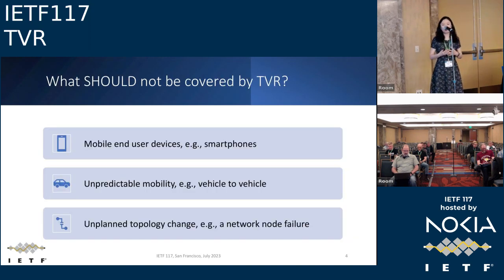Okay, so then what should not be covered by TVR? You may already see the TVR charter, and here are the use cases we should clearly not cover in the use case document, like mobile end users, smartphone movement, and unpredictable mobility, such as vehicle to vehicle communication. That should be covered, I believe, in MANET. And also unplanned topology change, such as unexpected network failure, whether it's a node failure or a link failure.